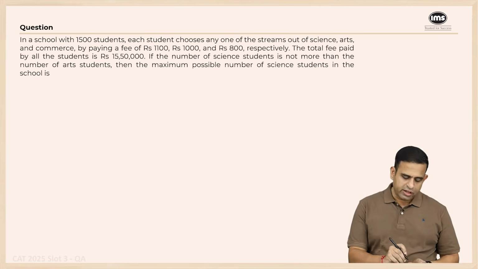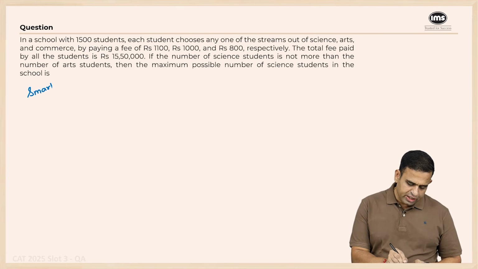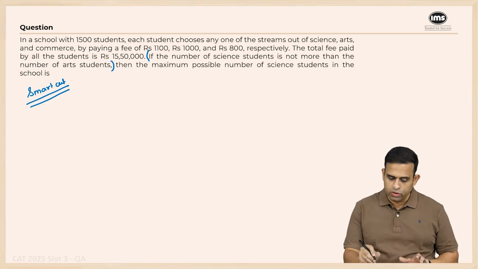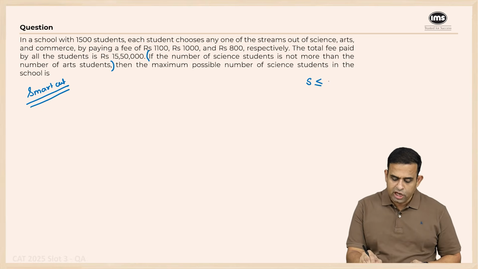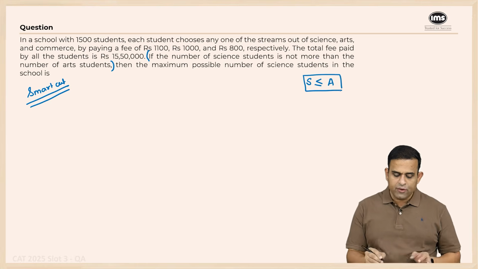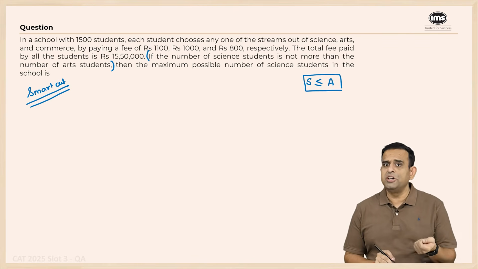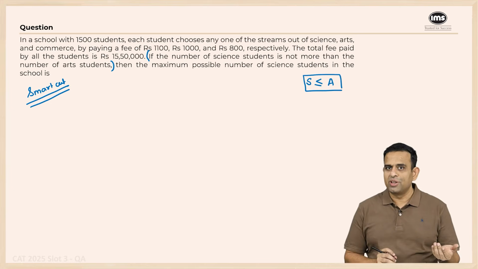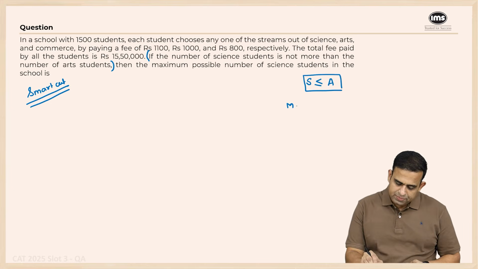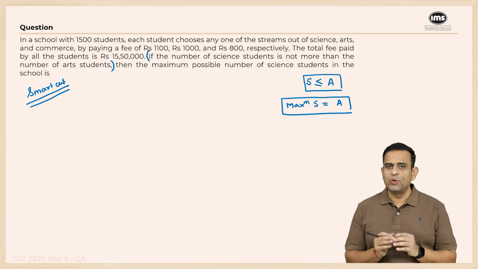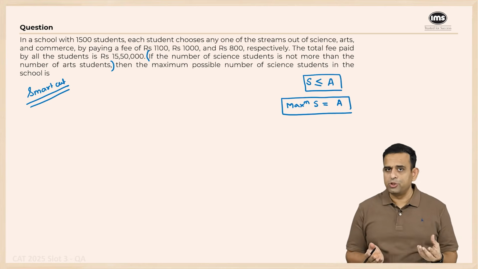Now suppose I look at the smart cut to solve this question without forming the equations and so on. As per this sentence, what they are telling you is that the number of science students is not more. So science students would be less than or equal to the number of art students. And if I want to maximize the number of science students, that can only be achieved when S becomes just equal to A. So the more the value of A, the more the value of S. So when you say maximum, S will be when S becomes equal to A. In other words, we have to find the scenario when the number of art students and science students are the same.